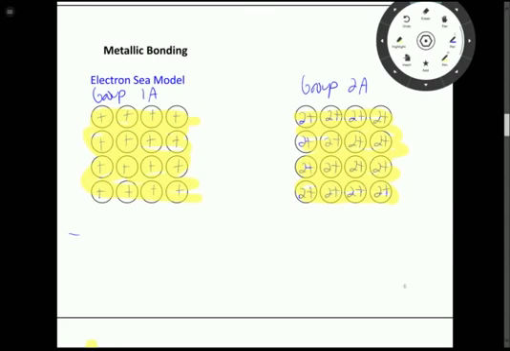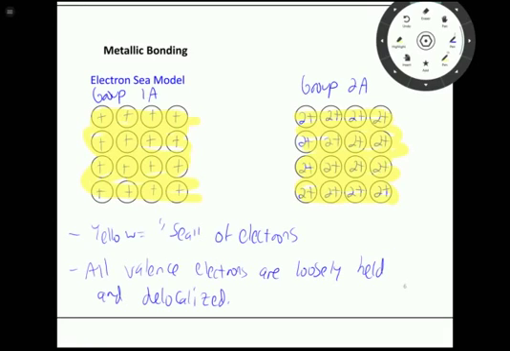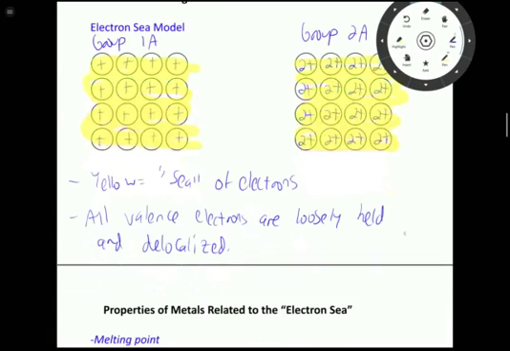So just to clarify this diagram again, this yellow smear that I've drawn is what we call the sea of electrons. And the key point for all metals is that the valence electrons are loosely held and they're all delocalized. Alright, and so that's how we think about metallic bonding. Bonds do not exist between just two atoms, but there is a delocalized set of valence electrons that hold a lot of atoms together all in the vicinity.